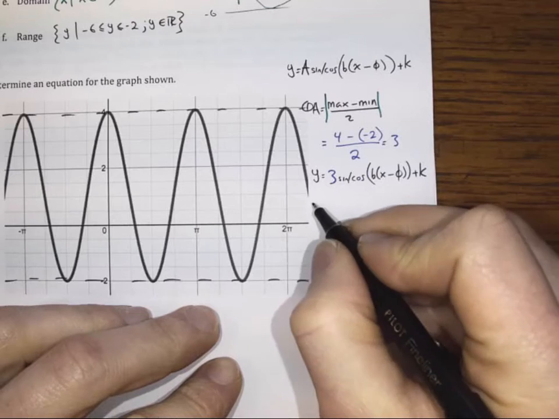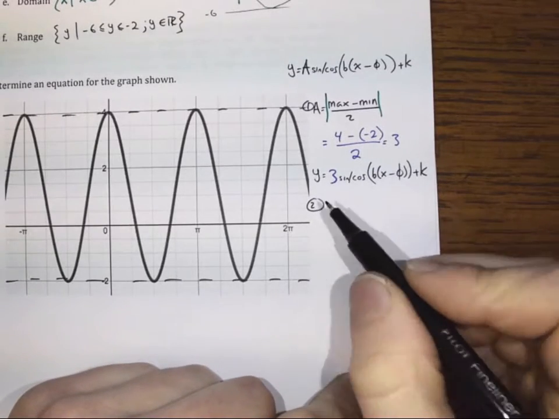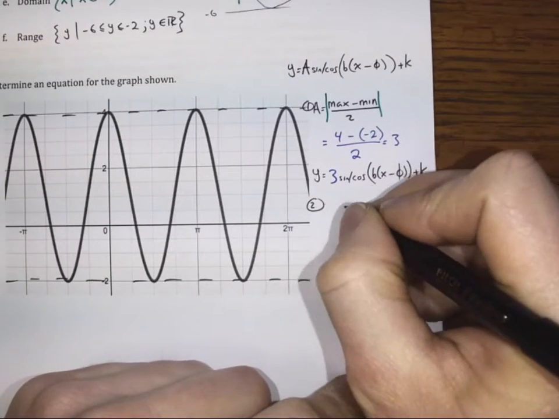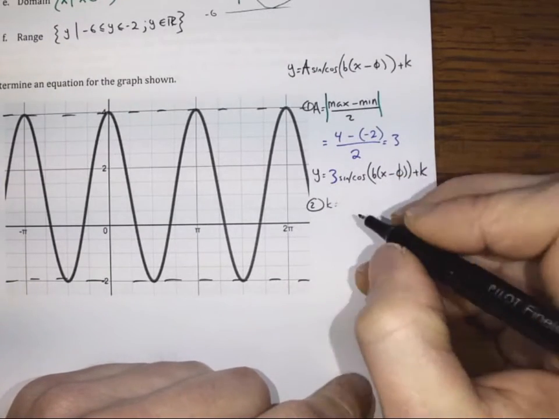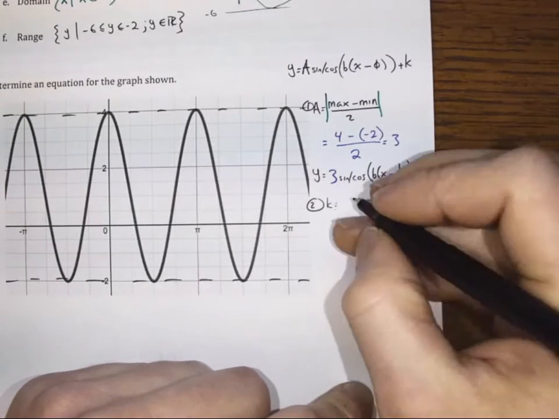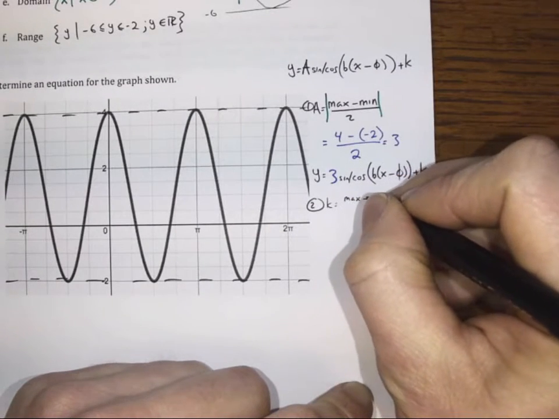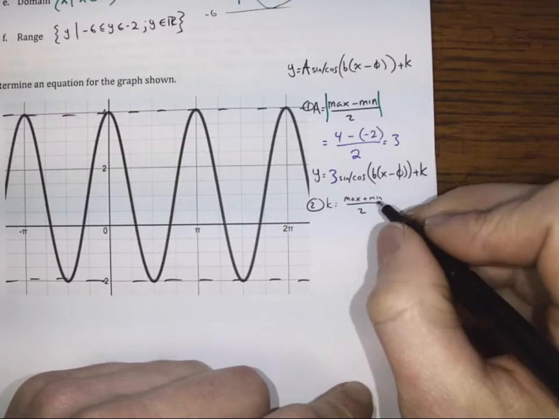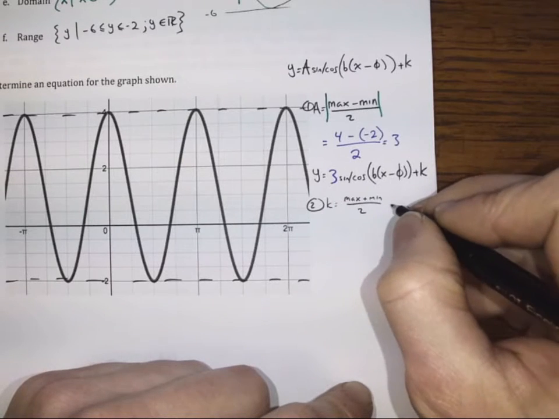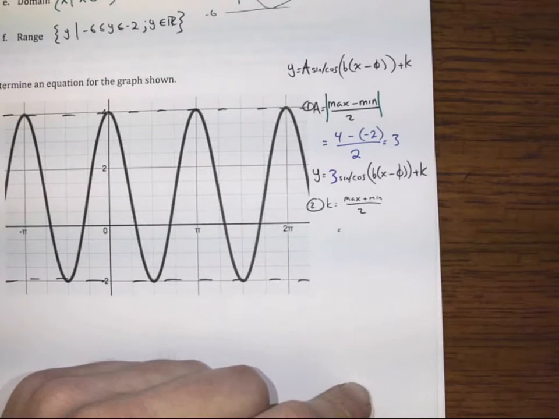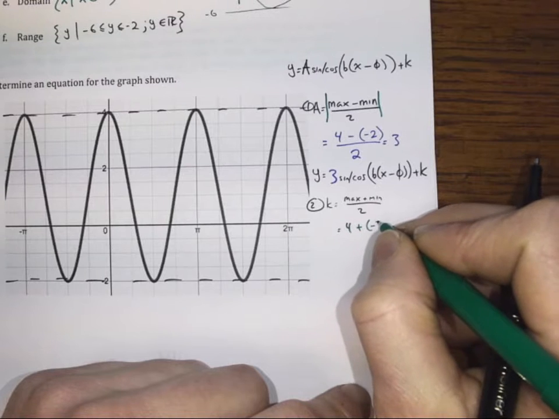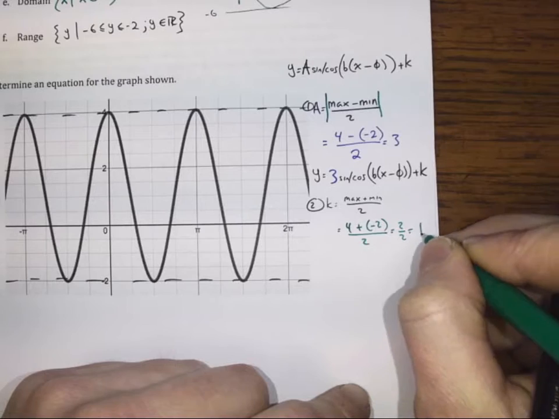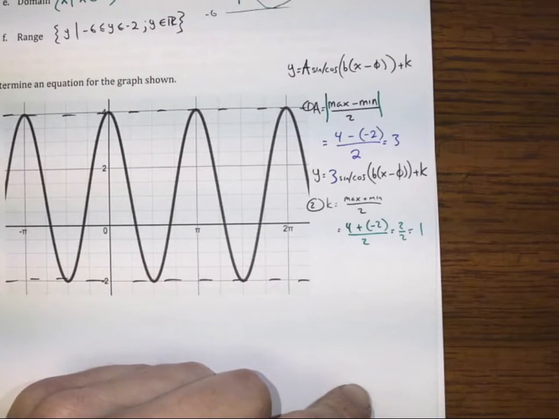All right, we find our amplitude. Now, the k value, the vertical shift, is often quite easy. It's kind of similar. It's the average of the max and the min. So our k value is always the average of the highest and the lowest point. It's going to be right in the middle. So that means max plus min over 2, the average. Or pardon me, 4 plus negative 2 divided by 2, which is 2 over 2, which is 1. And that's our k value.